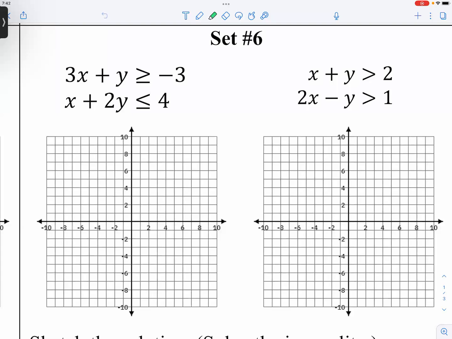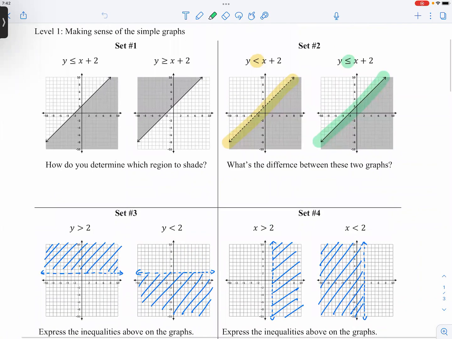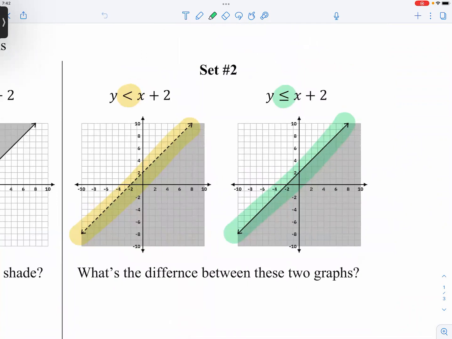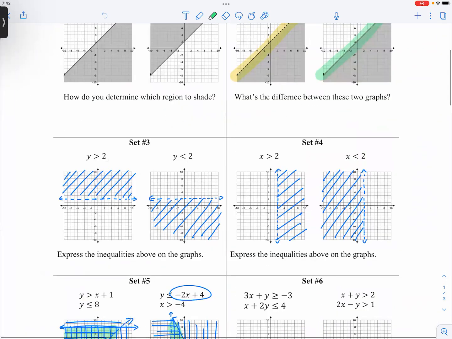Okay, all right, so on previous sets, we found out which region to shade. We found out that if there is an equal sign in the inequality symbol, we use a solid line. If it is not with an equal symbol, we use a dashed line, right? And we looked at some easy examples on which region to shade.